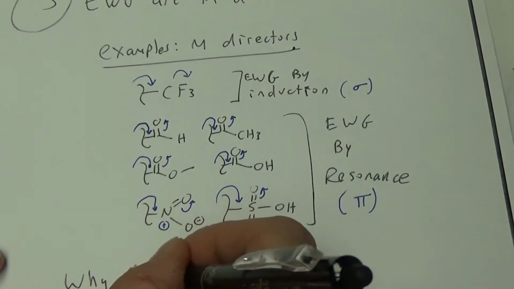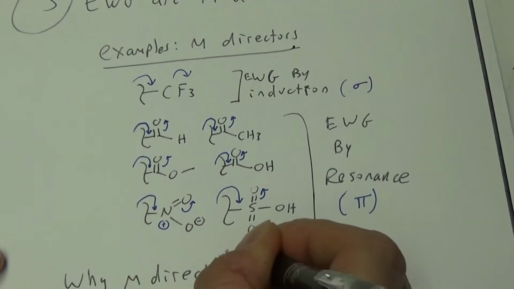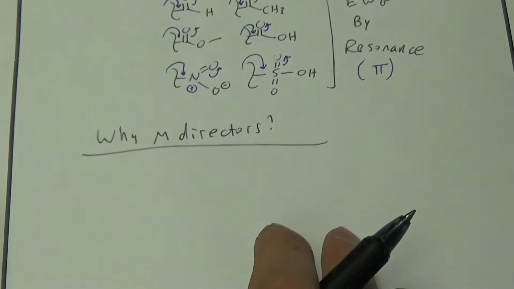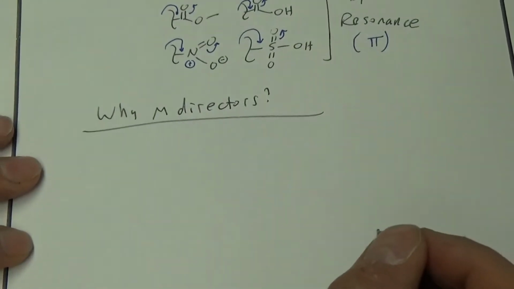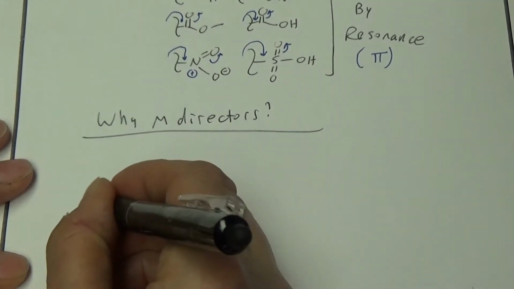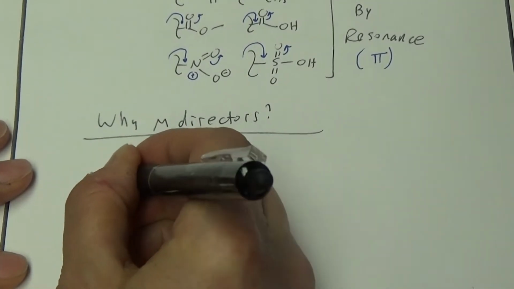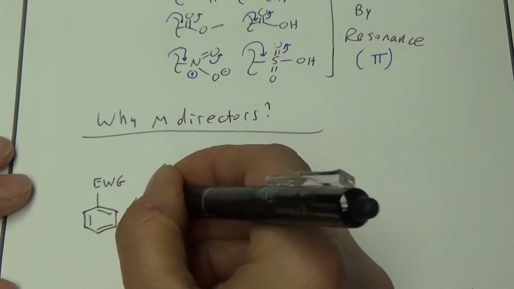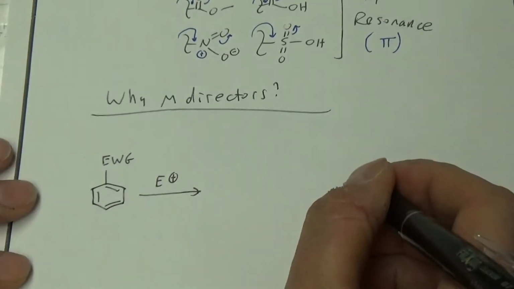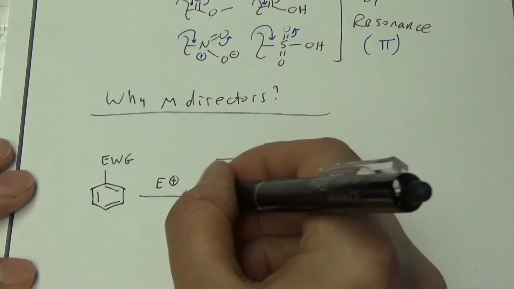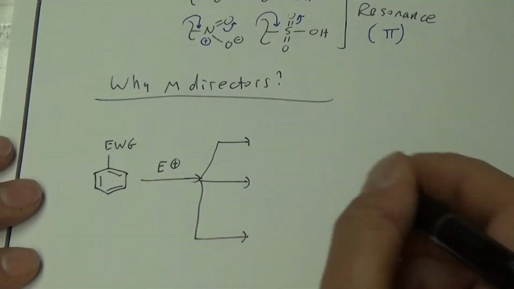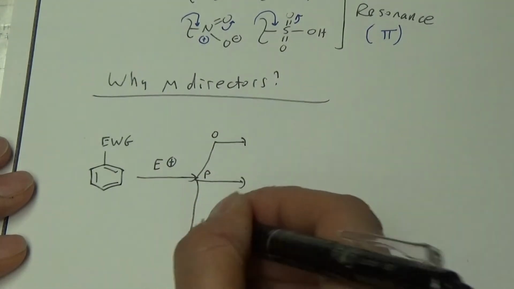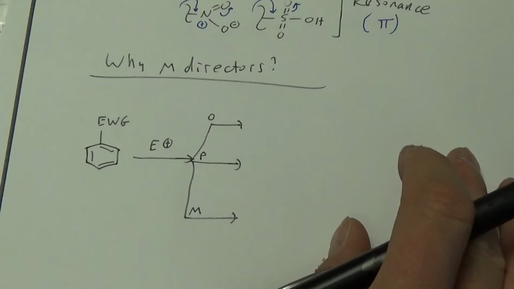Alright, so why are these meta-directors? So we're going to do the same exact analysis that we did before, but for meta-directors. All of these things that we drew above, we're just going to abbreviate as EWG. And we say, well, we react with an electrophile. These are all super electrophiles from chapter 15. You give yourself enough room. It's nice to draw this a little large. But we got ortho, para, meta, yeah?